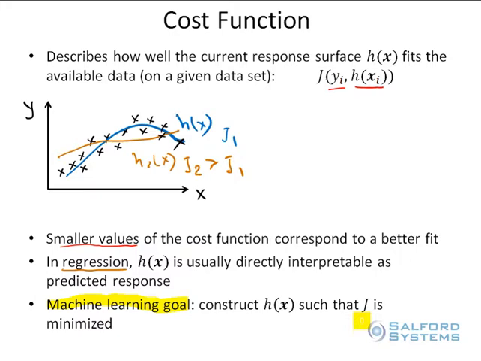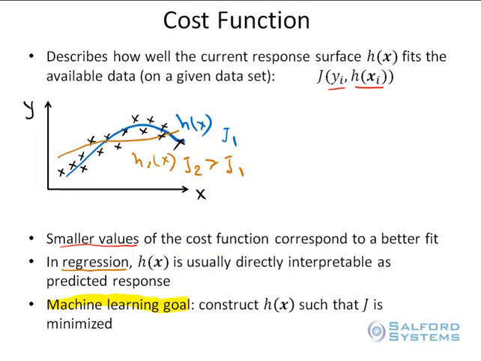So we want to fit some kind of response surface that returns a continuous value for every potential feature vector x. And we're trying to fit that response surface such that the quality of that fit, as returned by the cost function, is maximized, which means that the cost function itself is minimized. Okay?